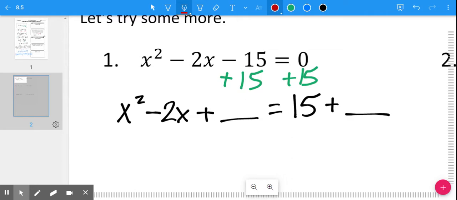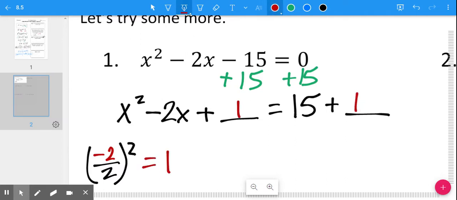To find out what goes in the blank, you do your b divided by 2 squared. So negative 2 divided by 2 is negative 1. Negative 1 squared is positive 1. So we're going to add 1 to both sides.